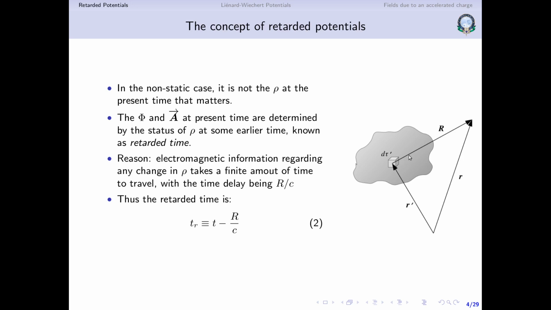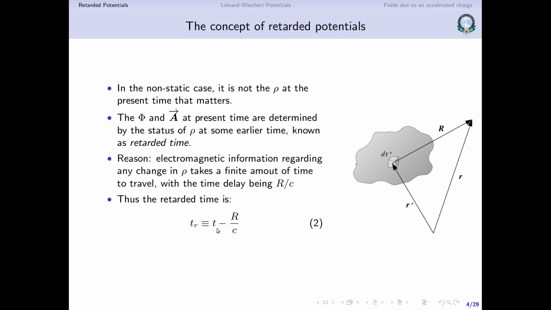So in other words, capital R is the displacement between the source and the field point. Because the information, light, travels at a speed c, the time that it takes for light to travel from this point to this point will be R by c. The present time is t, so the earlier time that I need to consider would be t minus R by c. Okay, so that's the definition of the retarded time.